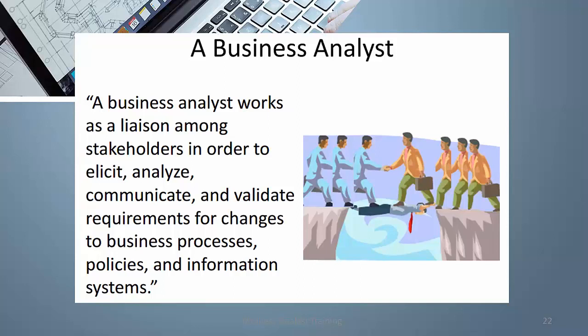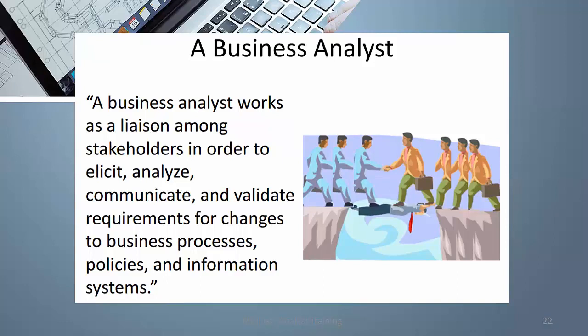On the blue side, the left hand side, you have the business stakeholders. Always on the left hand side you will have the business people, and on the right hand side you'll have the technical people. So you liaise among stakeholders in order to elicit and analyze. Elicit is talking to the people and getting the requirements. Analyze is making sure you are getting the requirements correctly, completely, concisely, and clearly.